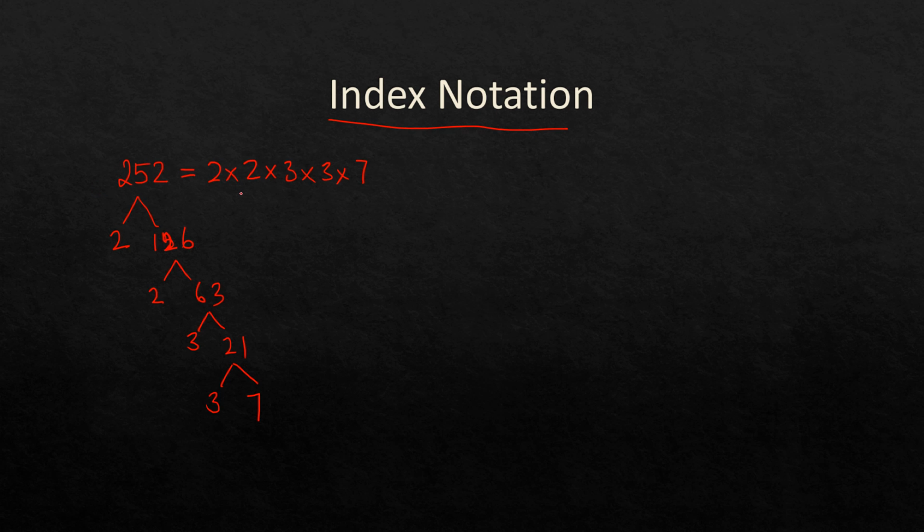If the number is very big, then we'll have to keep on writing so many of these numbers. So instead of that, what we can actually do is group them together. 2 times 2 is the same as 2 to the power of 2. 2 to the power of 2 is 2 times 2. Similarly, 3 times 3 is the same as 3 squared, or 3 to the power of 2. And we have times 7. So if the question asks you to express your answer in index notation, then you just have to write it like this.